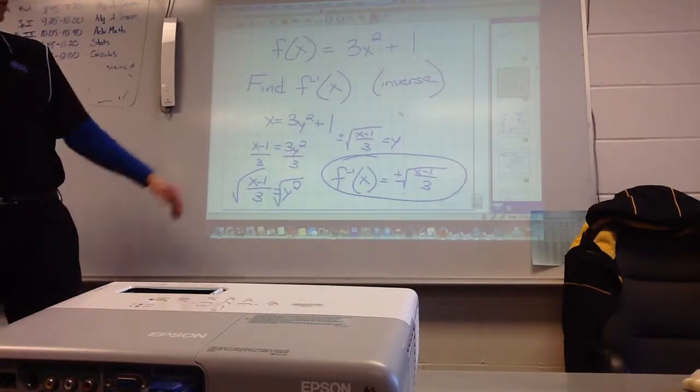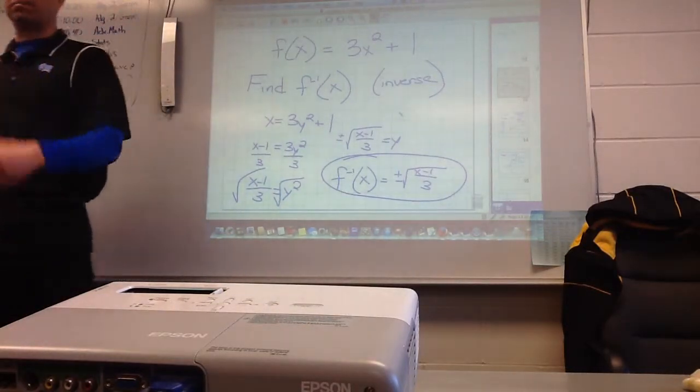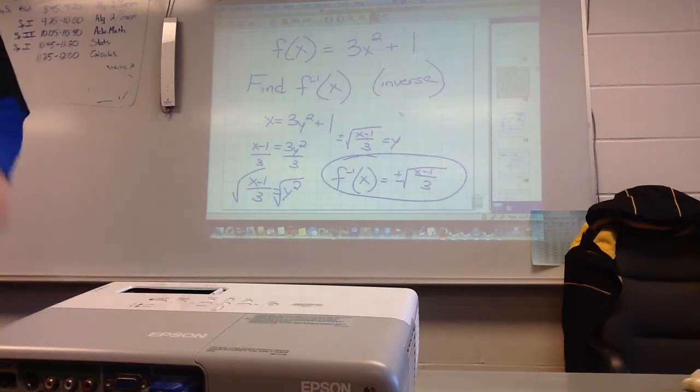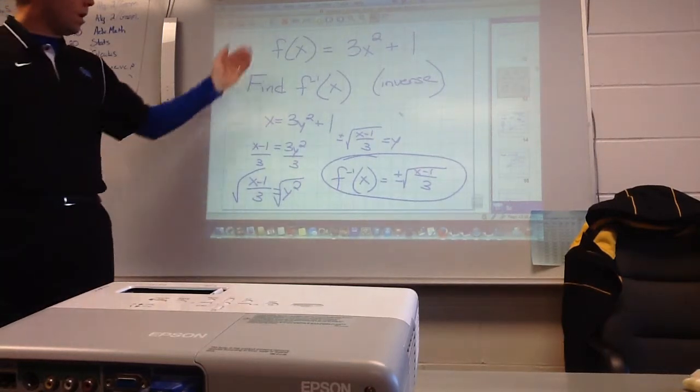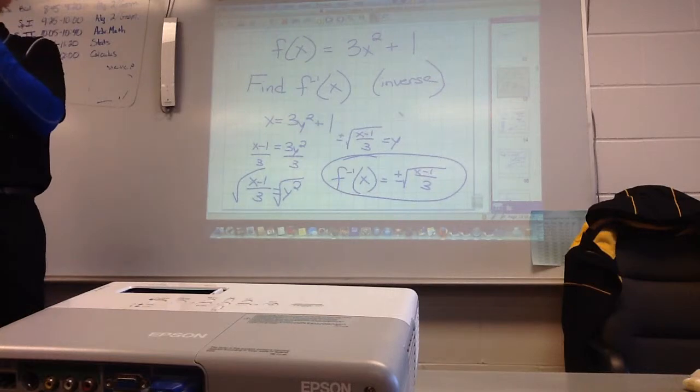It's got an x squared in it. What would the graph of this look like? What's that shape called? Parabola. Good. Alright, so here's my original function.